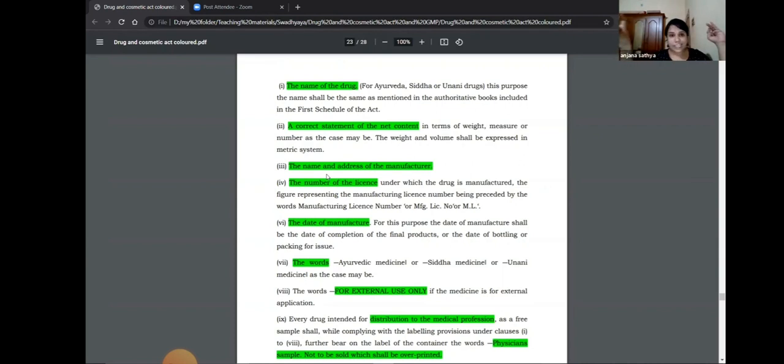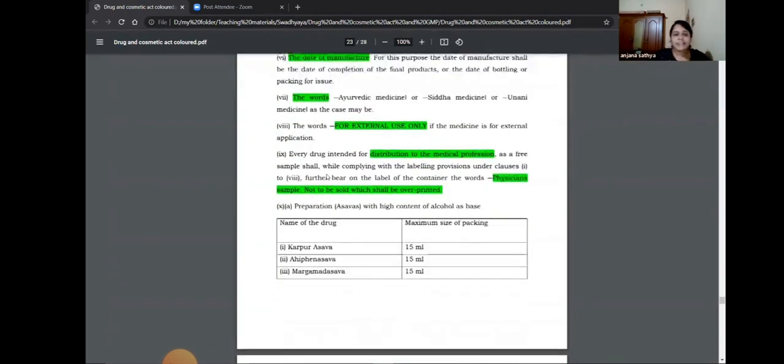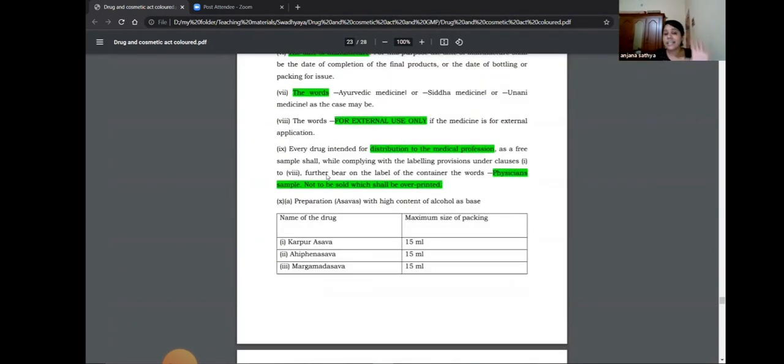Then the quantity has to be mentioned. Apart from these aspects, there has to be the name and address of the manufacturer, number of the license, date of manufacture, expiry date, and words like Ayurvedic, Siddha, and so on. And if it is intended for external use, you have to mention "for external use only." Okay, so these are the things that have to be there in a label.